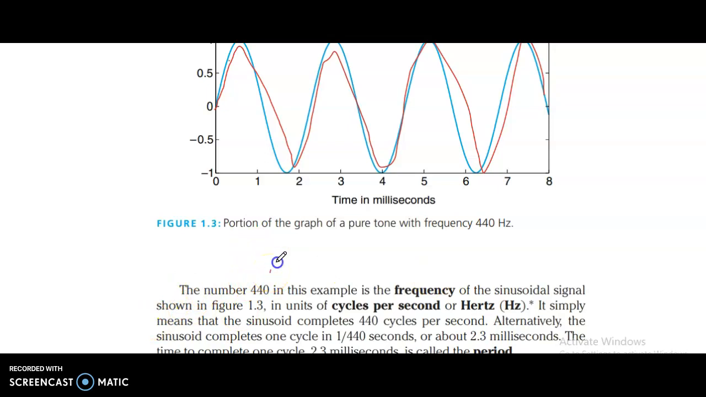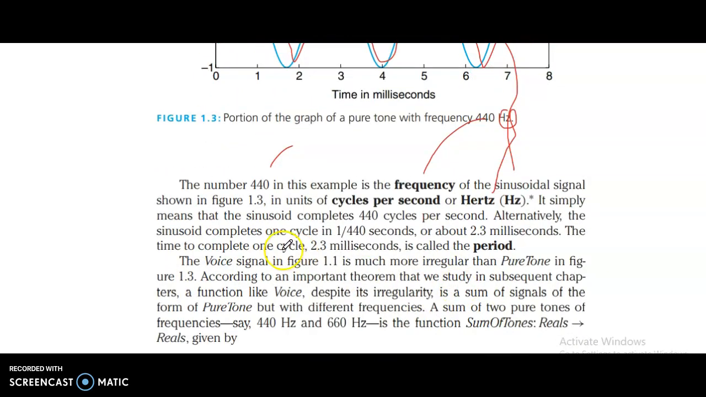440 in this example is the frequency of the sinusoidal signal shown in the figure, in units of cycles per second or hertz. It simply means that the sinusoid completes 440 cycles per second. Alternately, the sinusoid completes one cycle in 1 by 440 seconds, or about 2.3 milliseconds. The time to complete one cycle, 2.3 milliseconds, is called the period.